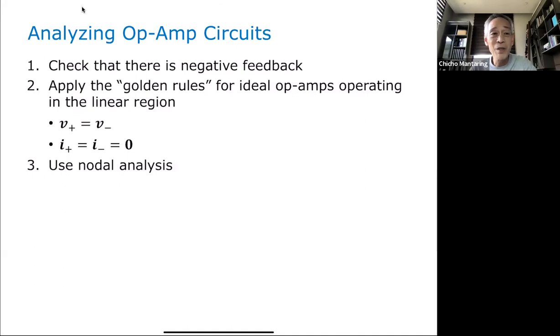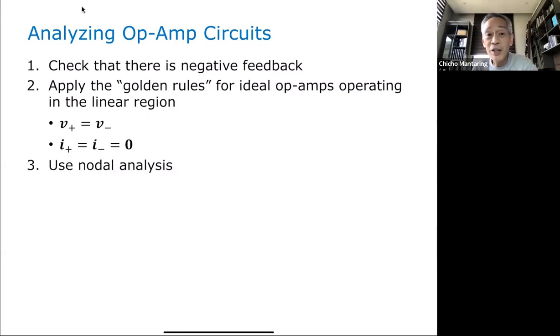What are these rules? First, you always check first that there is negative feedback. Check that there is negative feedback, because if there is no negative feedback, then chances are your output is either positive saturated or negative saturated. Then second, you apply the golden rules for ideal op-amps operating in the linear region. And those golden rules are just the two rules that I told you earlier. V plus is equal to V minus, okay? And then I plus equal to I minus equal to 0.